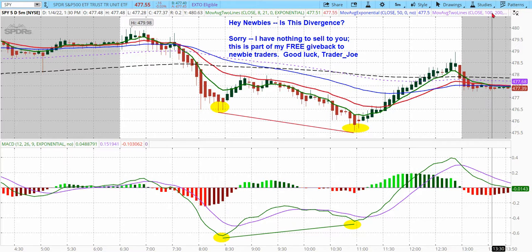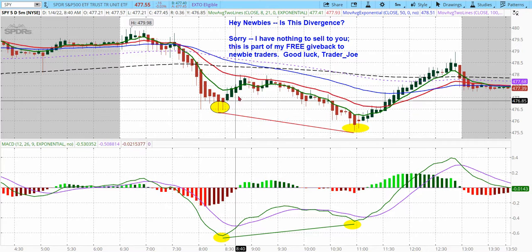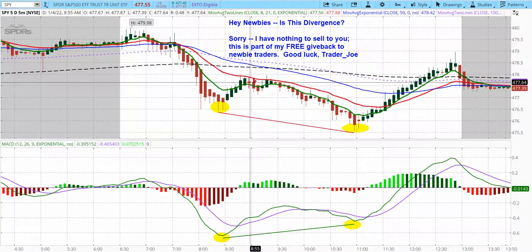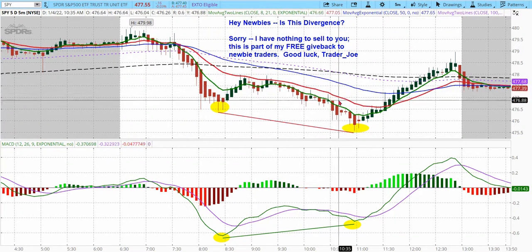So let's take a look at divergence. As we can see here at around 8:20 this morning, this is of course a 5-minute chart, so this is today's action on the 4th of January in the exciting year of 2022. Price hit a low here at 8:20. Then it moved up and it had overhead resistance based on these indicators, the 8 and 21. You see it couldn't get through, and it rolled over and came down.